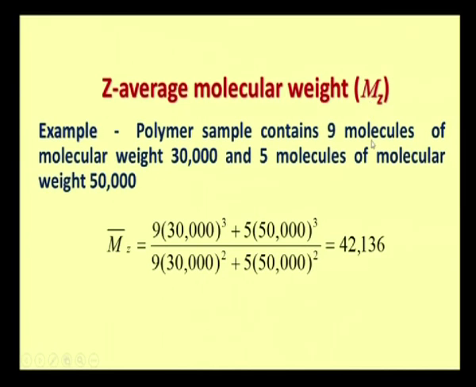Let us take the same example of 9 molecules with 30,000 molecular weight and 5 molecules with 50,000 molecular weight. The formula is once again changed here. It becomes the sum of NiMi cube, that is N1 M1 cube plus N2 M2 cube and so on, whole divided by N1 M1 square plus N2 M2 square plus so on. This becomes 42,136. This is now again a little more than what we have seen in the previous case.